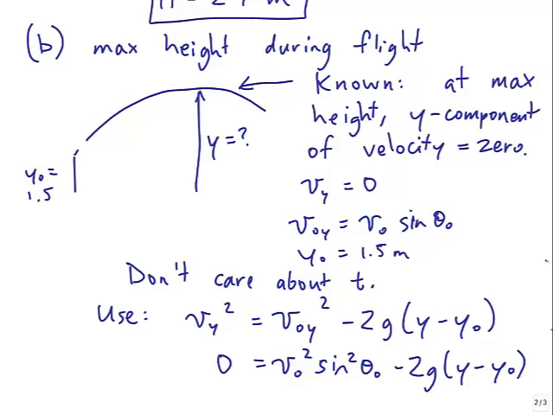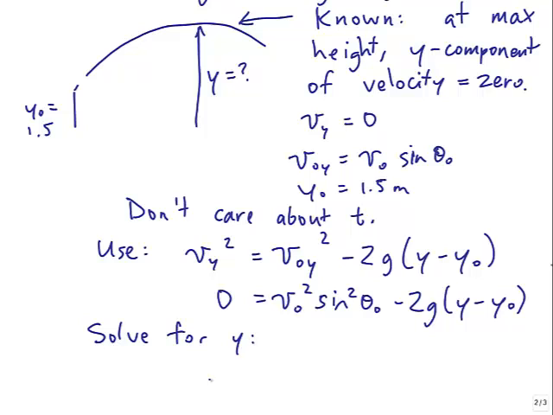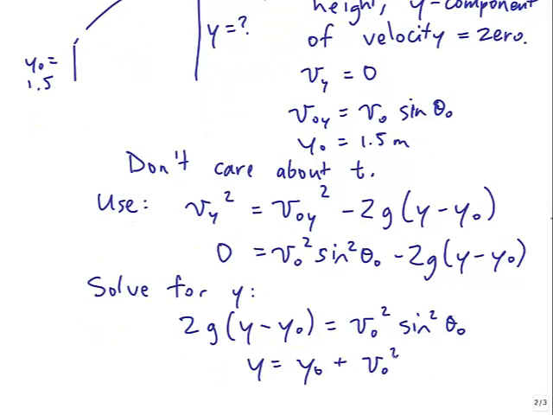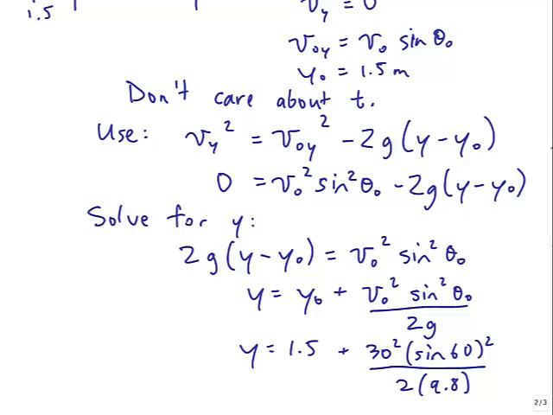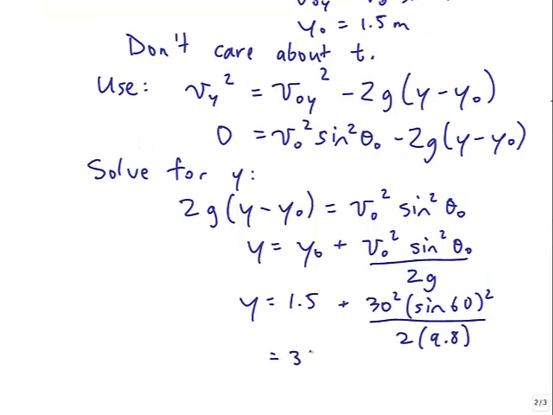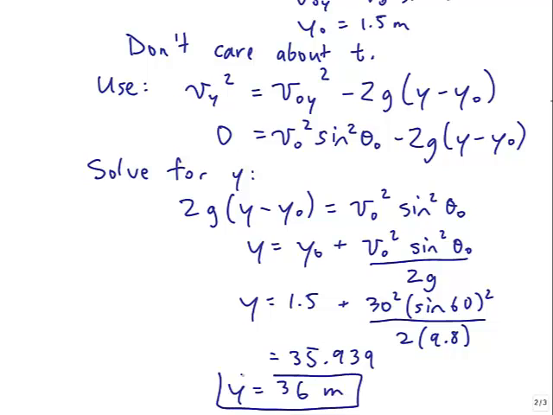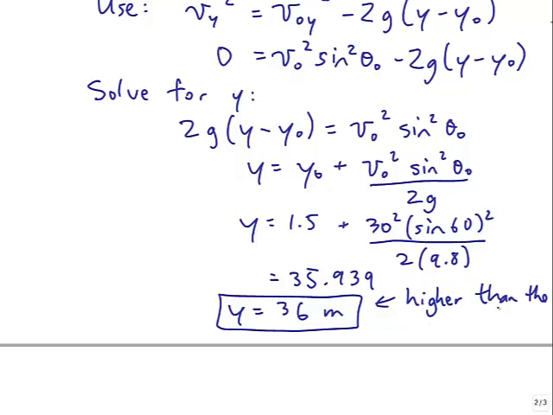Rearranging, we solve for y. Rearranging terms again, I end up with y is y0 plus v0 squared times sine squared theta over 2g. Plugging in the numbers to that equation and into my calculator, I got 35.939 meters, so that's 36 meters. And that is higher than the cliff from the previous part, so that's good.